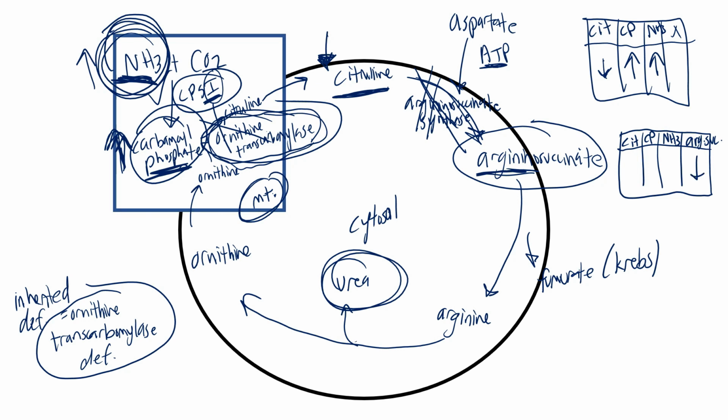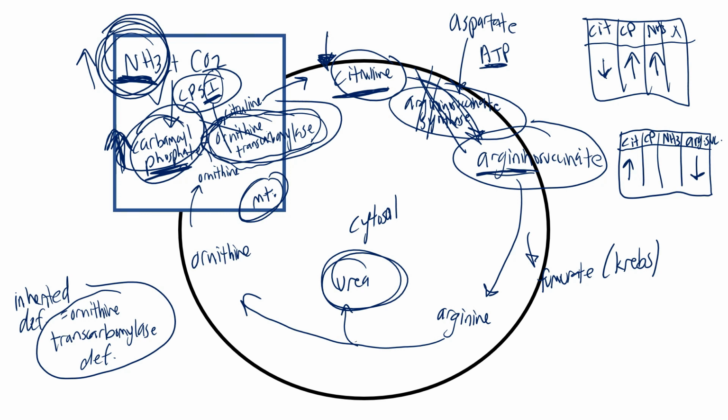So argininosuccinate goes down. What's going to happen to the level of citrulline if this enzyme right here isn't working? The citrulline can't be converted to argininosuccinate, so the level is going to go sky high. So citrulline will go up. What's going to happen to, let's go back to carbamoyl phosphate? What's going to happen to carbamoyl phosphate?